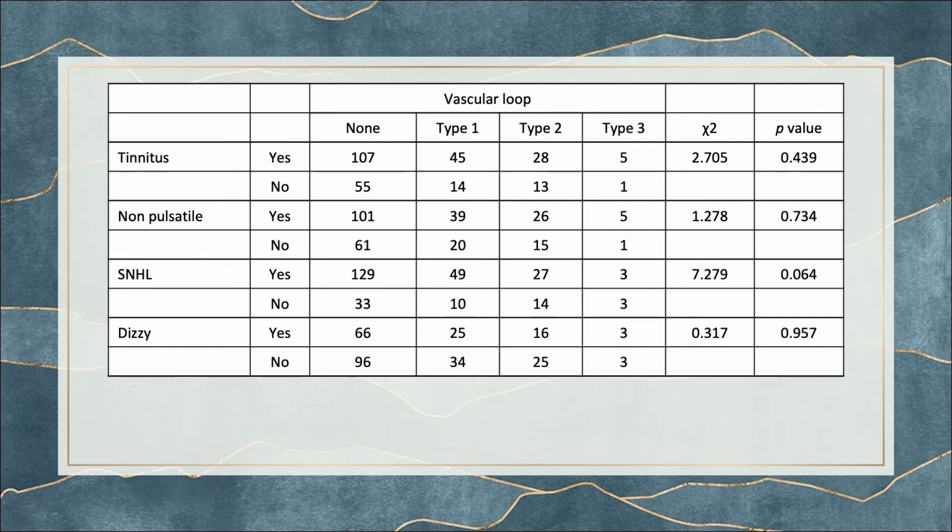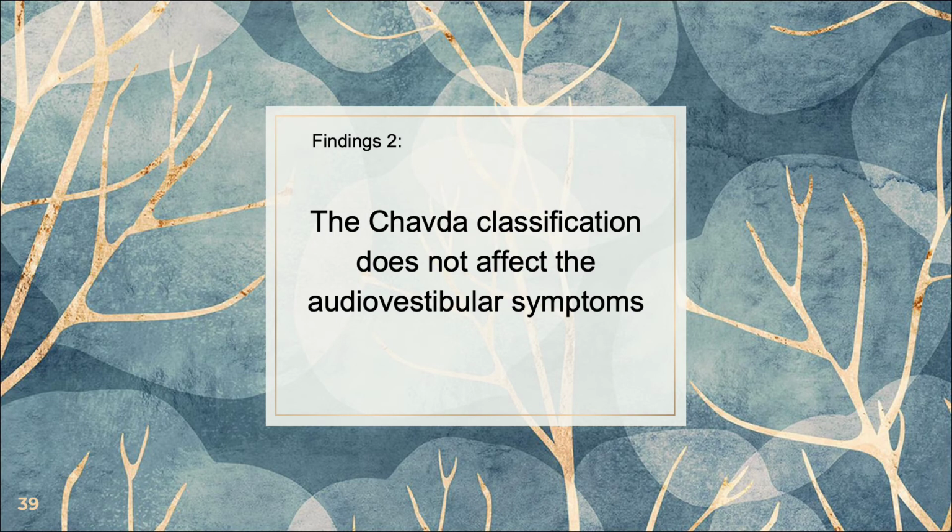The 106 ears were compared with the 162 subjects without vascular loops. There were no statistically significant results when evaluating for audiovestibular symptoms in the absence or presence of vascular loops using the Schefter classification. This means that the degree of vascular loops based on the Schefter classification does not affect the audiovestibular symptoms significantly.